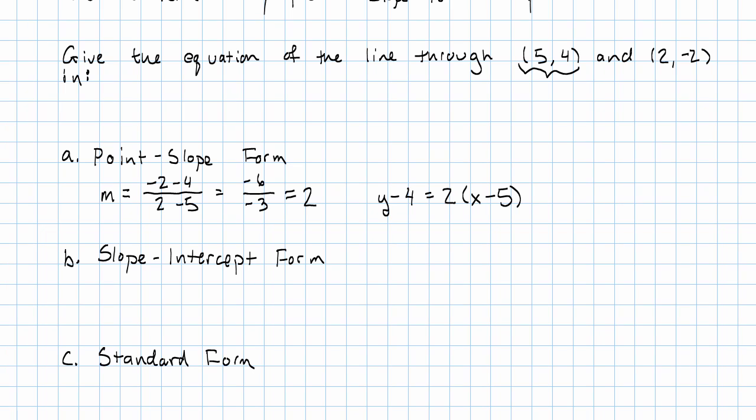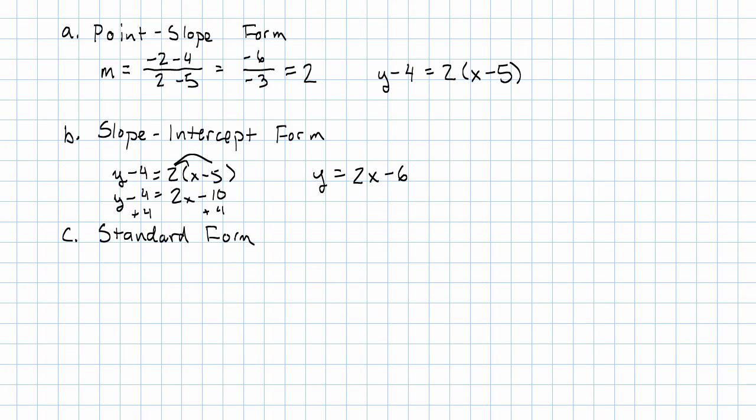To get the slope-intercept form, I'll take my point-slope form and I'll solve for y. First I'll simplify on the right-hand side by distributing. Y minus 4 is 2x minus 10. Then I'll add 4 to both sides, and I'll get y equals 2x minus 6. There's my slope-intercept form.